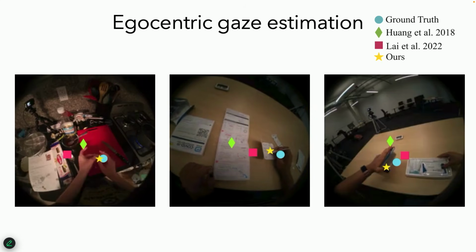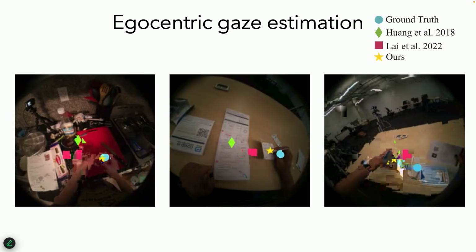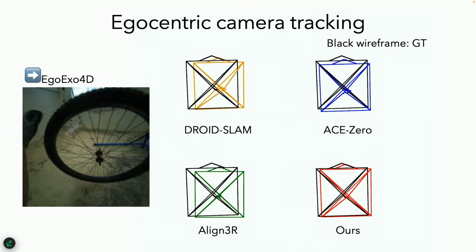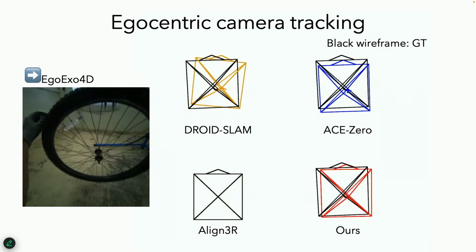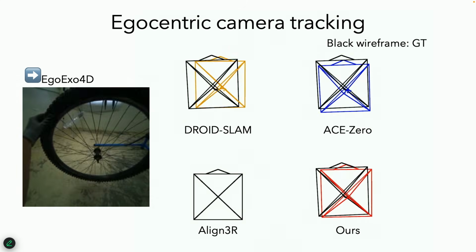So you can see it actually performs better than our baselines. And then the second task we tried is egocentric camera tracking. Given the video sequence from RGB sequence, we tried different camera tracking algorithms, and ours performs quite well.